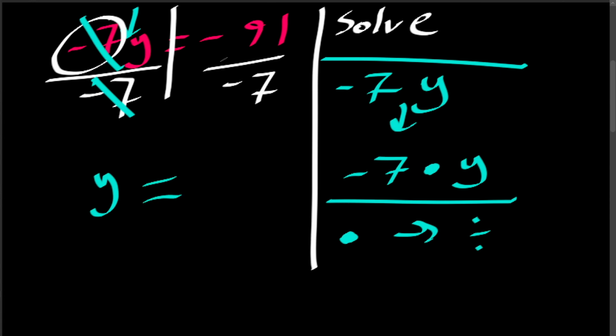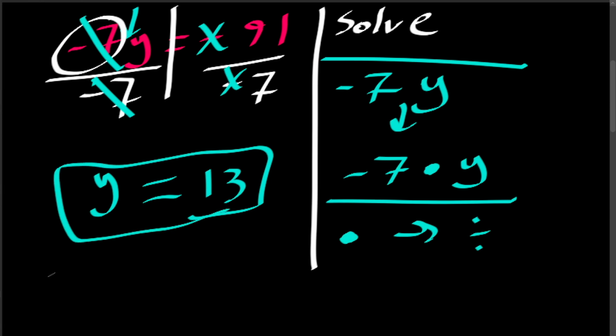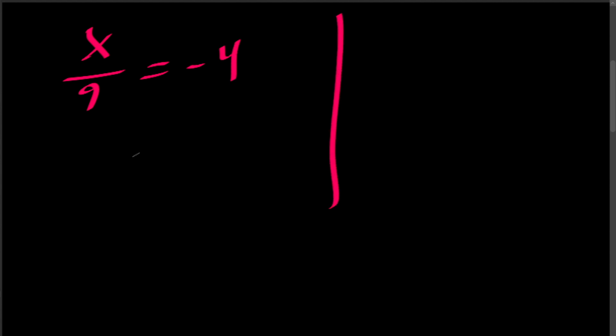All right, and now what we do to one side, we do to the other. So -91 divided by -7, two negatives when they divide makes a positive, so those two are just going to go away. 91 divided by 7 is 13. And there's our answer. So now let's look at one more, the last case. And I bet by now you'll probably be able to do this one by yourself, but let's look. All right, so let's say we have x over 9 equals -4. So try to do this one on your own.